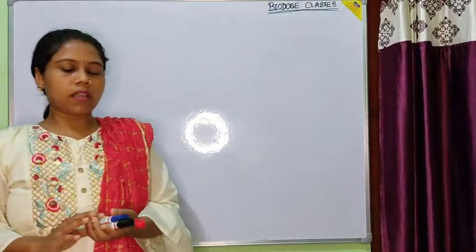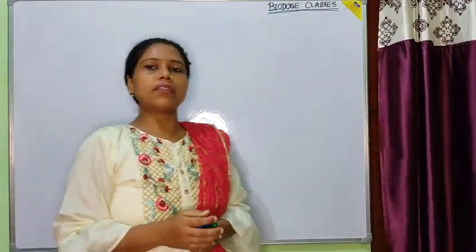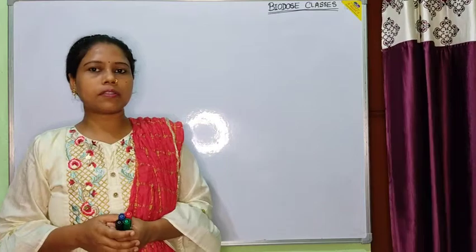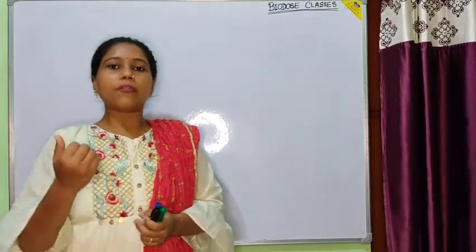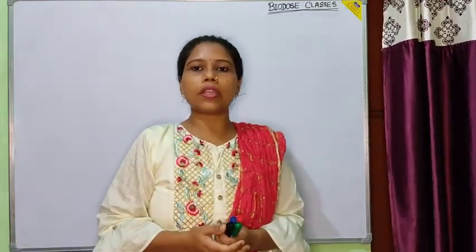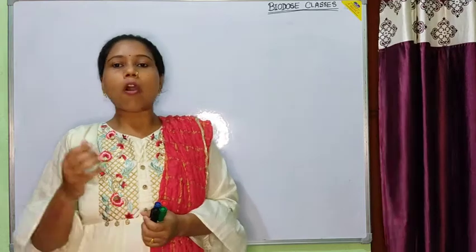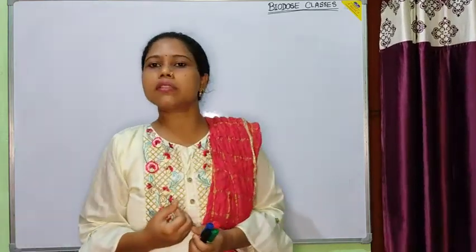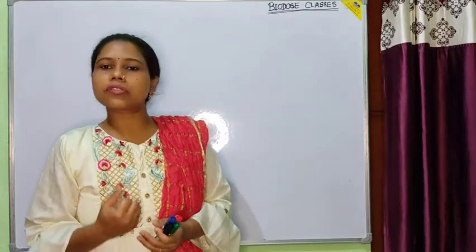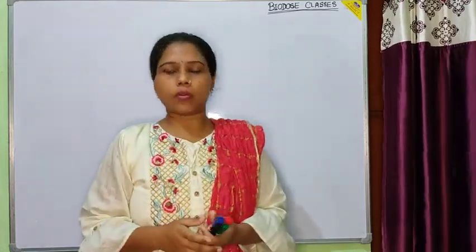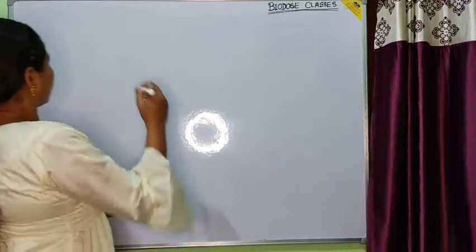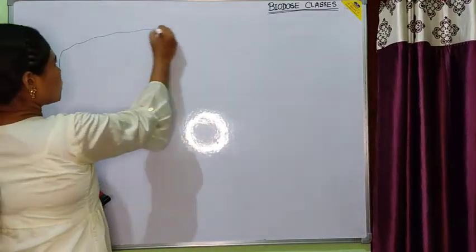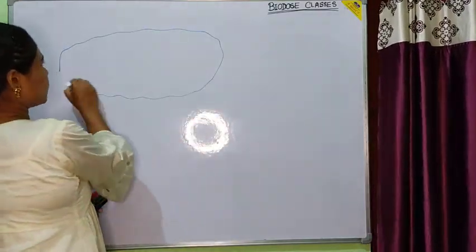Hello students, in the last video we discussed the oogenesis process. Today we would start with the transverse section of the ovary, as the process of oogenesis would show several changes inside the ovary. What are those changes that would occur inside the ovary? So we would draw a transverse section of the ovary.